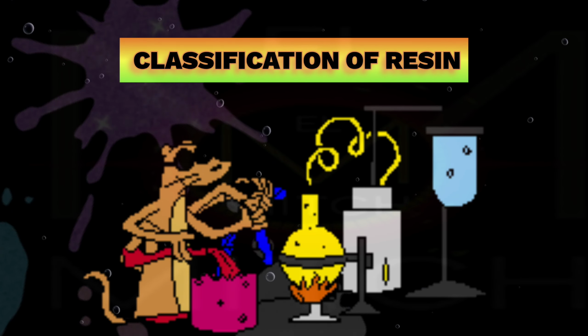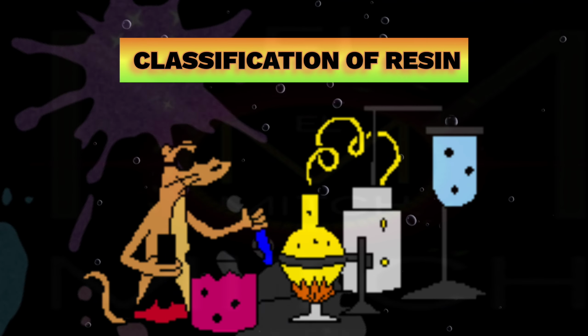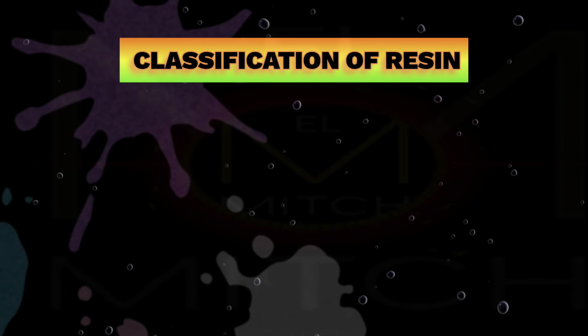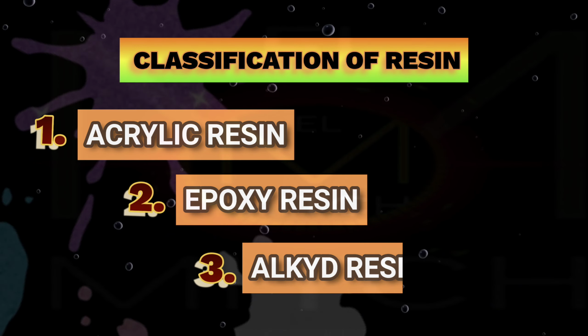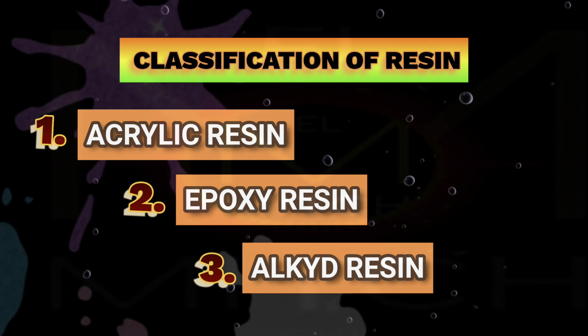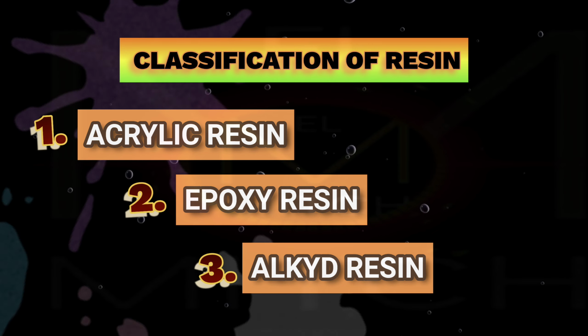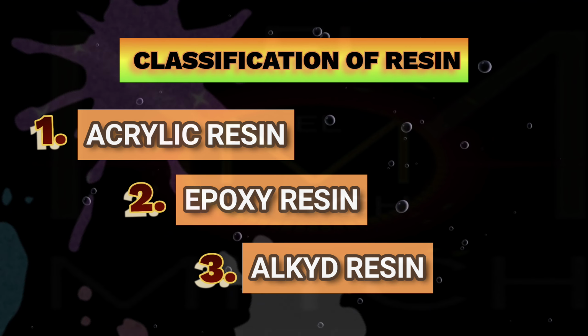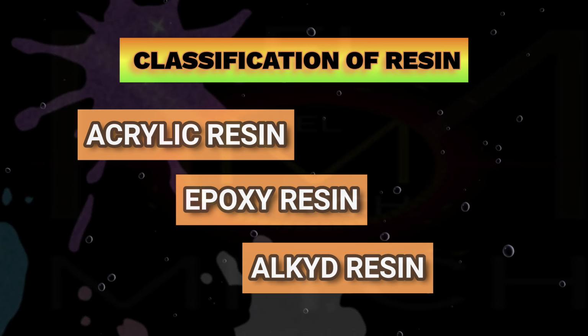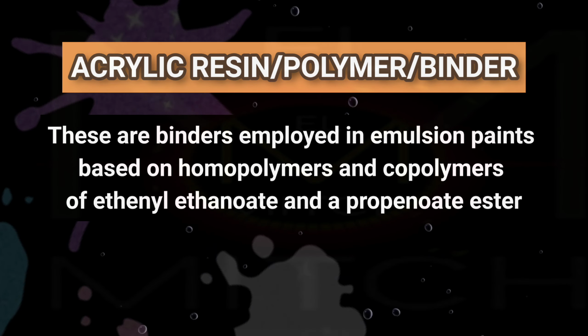We have three major classifications of binders. Just as we've said, a resin is a binder. So we have three major classifications of a resin. And we can also address a resin to be a polymer. So one, we have acrylic resin, we have alkyd resin, and we also have epoxy resin. Now I'm going to break down the formation of these resins. How can they be synthesized? Then we dwell on the alkyd resin synthesis.